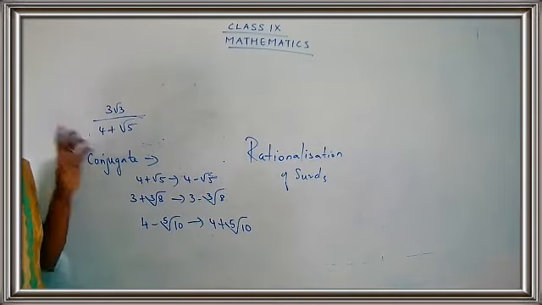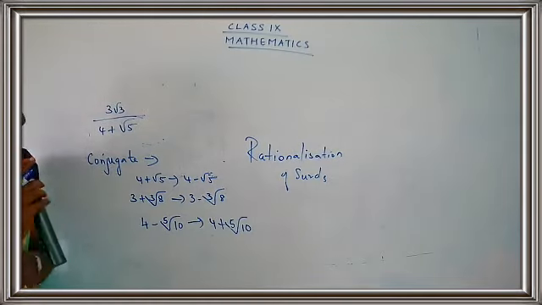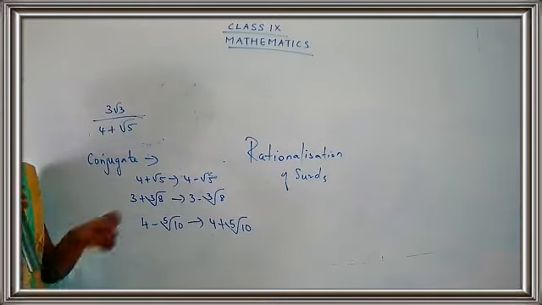Okay, so the thing is you should know what is the meaning of conjugate and how to find a conjugate. So how to find a conjugate? If you have a surd 4 plus root 5.